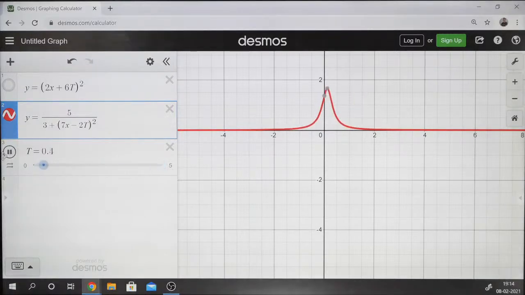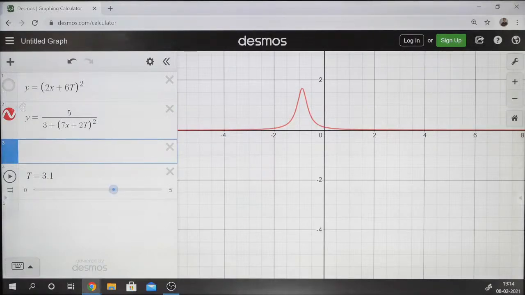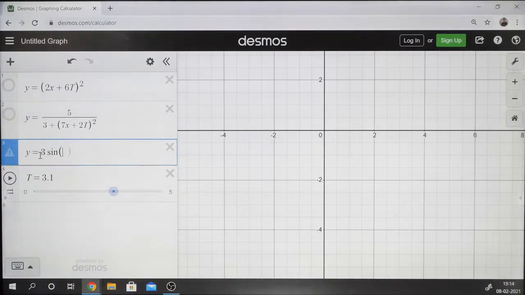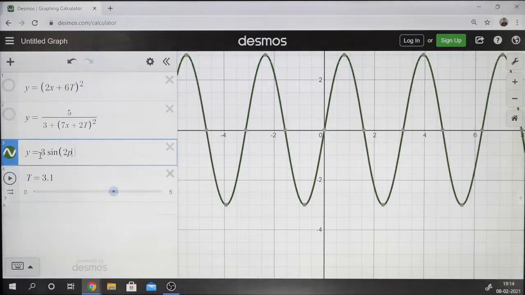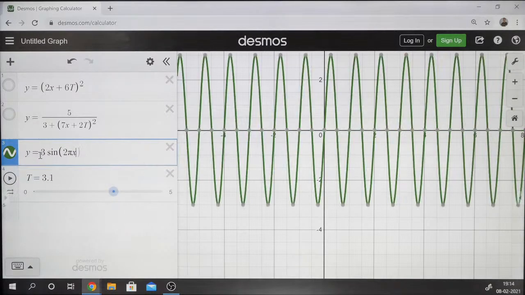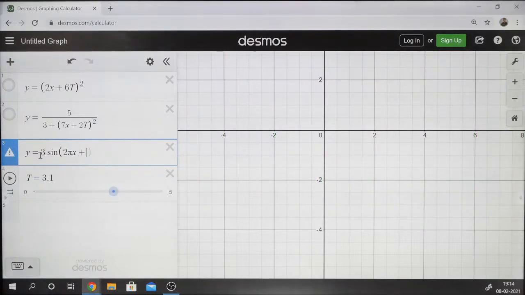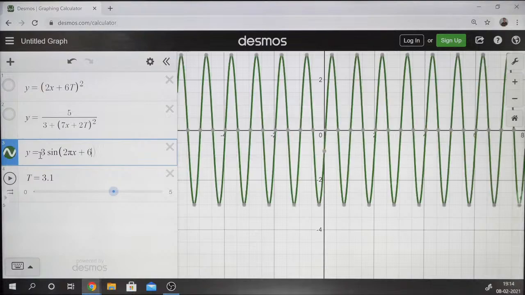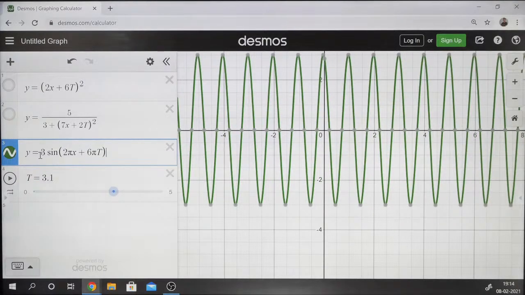Think about it, what will happen if instead of minus, I make it plus? Then obviously that pulse should start moving towards the left side. I hope you can see that. Similarly, I can also make some other equation like y is equal to 3 sine of 2 pi x plus, maybe, 6 pi t. Okay, look at that. I hope you can see that green colored wave.